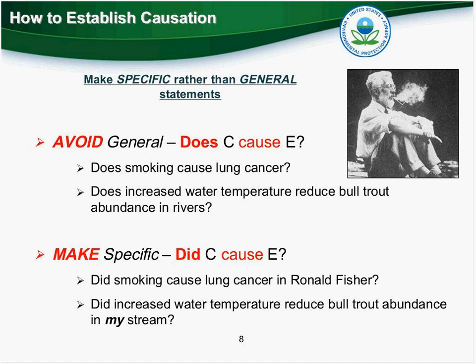In establishing causation, we talk in specifics rather than in general statements. We avoid general statements such as, does C cause E? For example, does smoking cause lung cancer? Or does increased water temperature reduce bull trout abundances in rivers? Rather, we focus on making specific statements. Did C cause E? We phrase things as, did smoking cause lung cancer in Ronald Fisher? Increased water temperature reduced bull trout abundances in my stream. Again, you just really want to be specific here and not general.